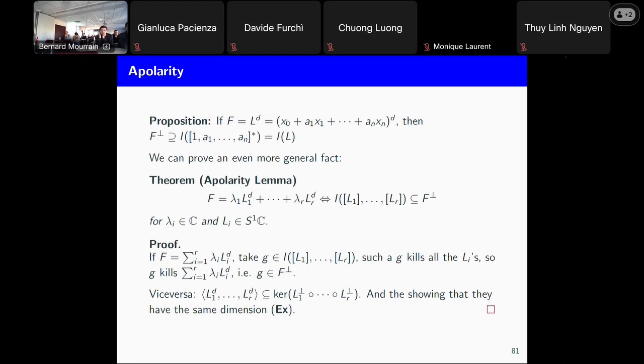Vice versa, it needs some work. I'm just telling you, if you compute the linear span of the powers of these linear forms, it's not difficult to show that it's contained in the kernel of the perp of all these linear forms. And then you have to show that these two are the same dimension. They are linear spaces, and so you have to show that these two are the same.